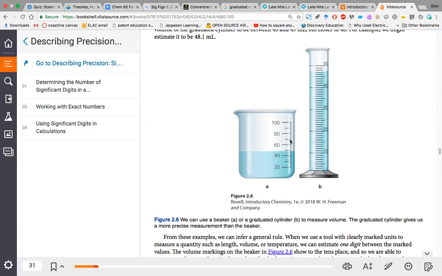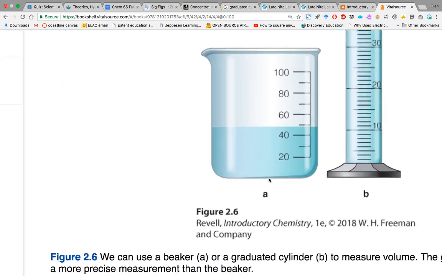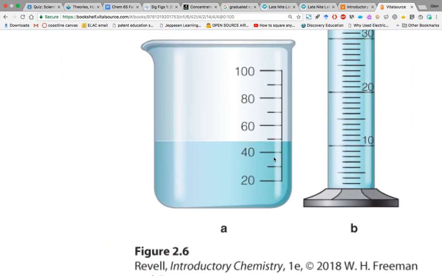Take a look at these measurements. I'm going to make this bigger for you. Okay, what is the volume of water in here? Well, let's see. This is 20, there's a mark here, and this is 40. So this must be 20, 30, 40, 50. It's almost 50 of water in here. I assume this is 50 milliliters, because milliliters is a very common unit for measuring the volume of water in chemistry. So it's almost 50 milliliters.